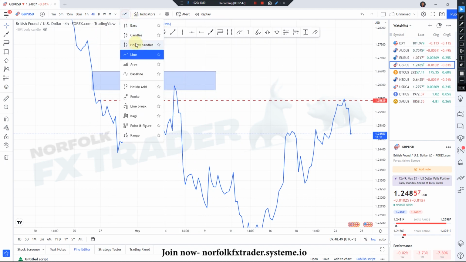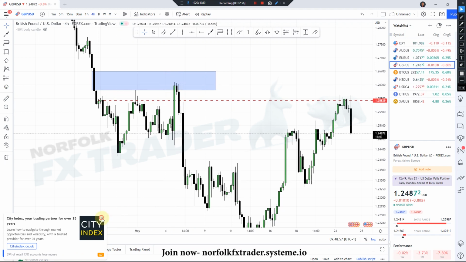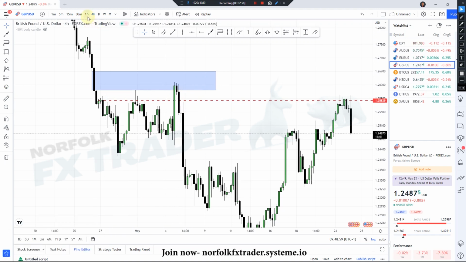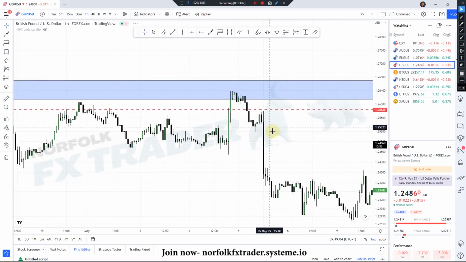Now we go back to the candles. When we see price enter here, we'll be looking for that candlestick pattern. Now you don't have to take a trade on the actual 4 hour time frame here. We can actually go down to a lower time frame, say the 1 hour, and we'll look for a candlestick pattern on the 1 hour time frame.